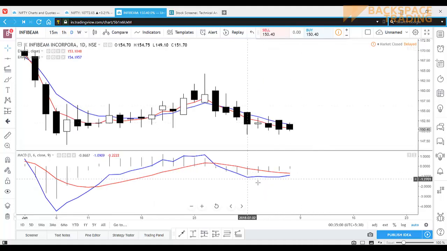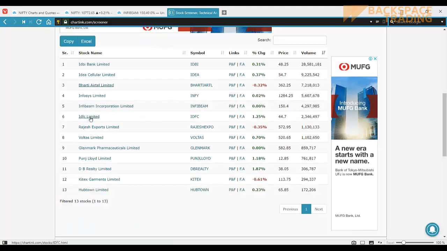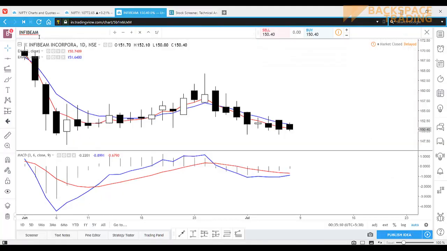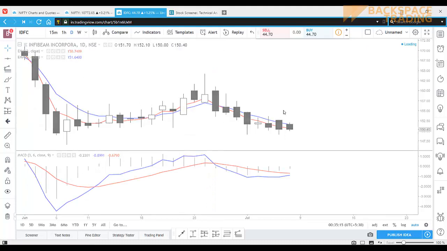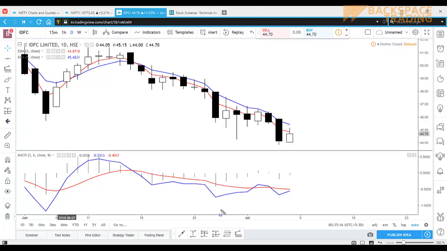First thing, I just went straight for MACD. This is the low and it doesn't break, so don't mind. IDFC, go for it. Let's check. Low divergence. I don't want to check this.